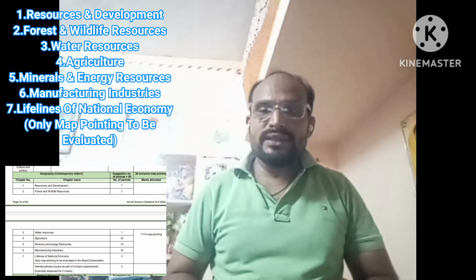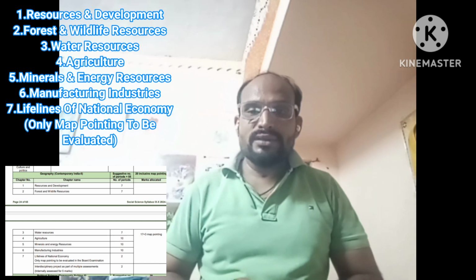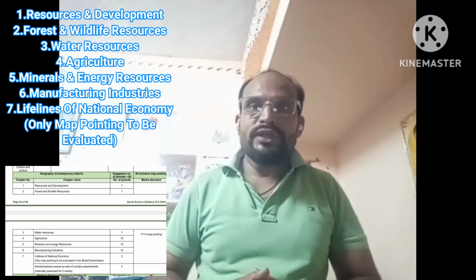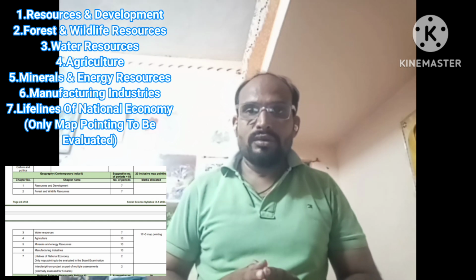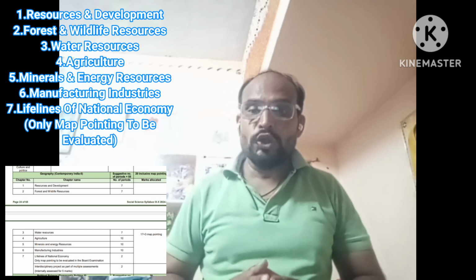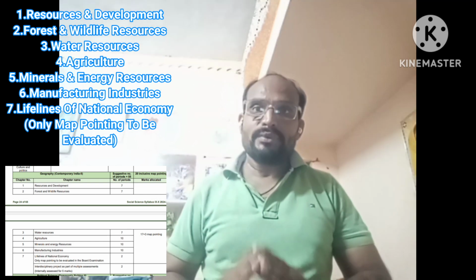Chapter number 4, agriculture. Chapter number 5, minerals and energy resources. And chapter number 6, manufacturing industries. These 6 chapters will be evaluated in the board examination. But what about chapter number 7? Chapter number 7, that is lifelines of national economy. Only map pointing will be evaluated in the board examination.